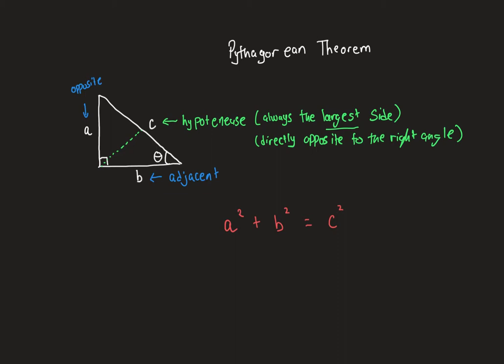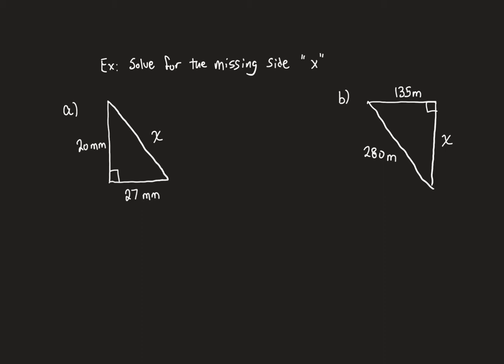So let's take a look at how we would use this equation in finding our sides. So let's take a look at the first example here. And the first example is telling us to solve for the missing side x. Now, these are two various examples with two separate situations. You can see in part A, the missing side is our C. How can I tell it's my C? Because it is the side that is directly across from my 90 degrees.